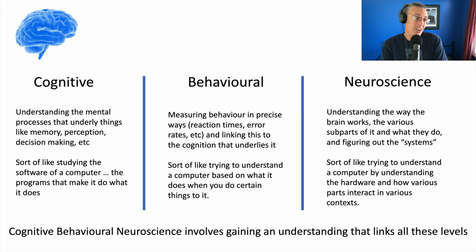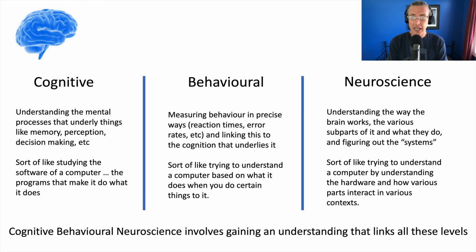The cognitive is trying to understand those mental processes, those algorithms the brain uses when it does things like memory, perception, decision-making, etc. And it is sort of like studying the software of a computer. We often study that via behavior, via the things that people do. So we might give them a list of items to remember. Ebbinghaus would be an example of cognitive psychology, by the way, before cognitive psychology existed.